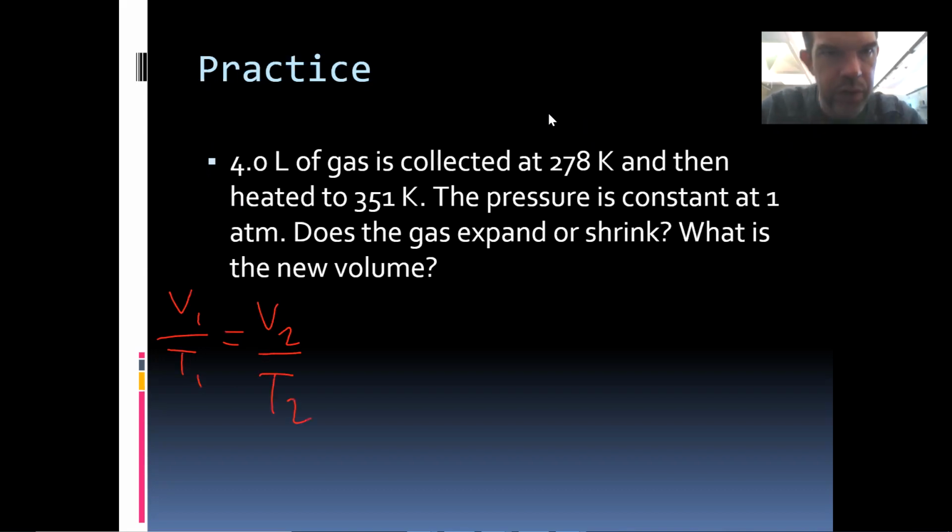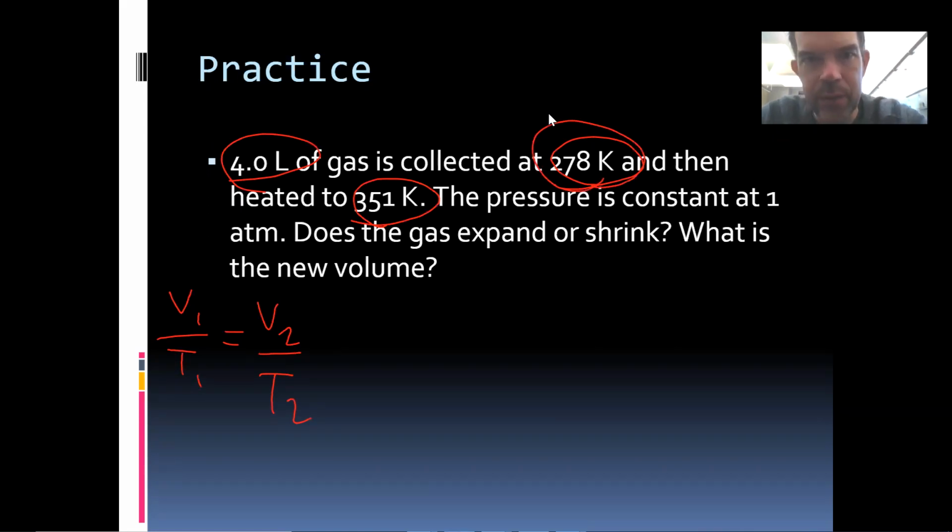Read our little story here. We have 4.0 liters of gas, and it's collected at 278 Kelvin. Then we heat it up to this new number of Kelvin, and the pressure stays constant, so that's good. Does the gas expand or shrink? What's the new volume? You could figure out the first part by asking yourself, we start at 278, and we go up to 351. Pause this and think: expand or shrink?